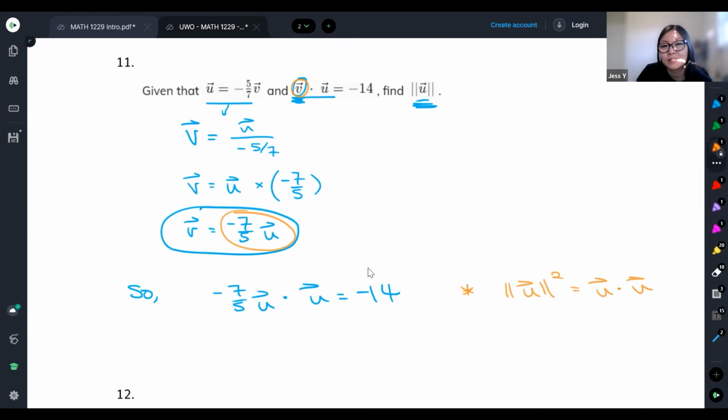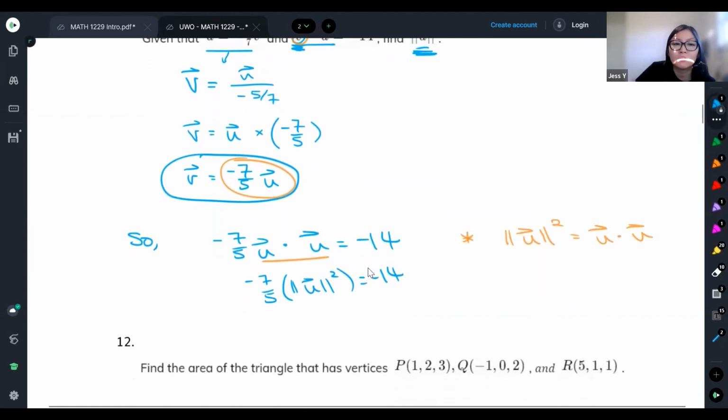Remember that? So we do see a u dot u here. So that means that this is the length of u squared. So that means that negative 7 over 5 times the length of u squared is negative 14. And we want to solve for the length of u. So it's solving an equation now, okay? To solve for this, let's divide by negative 7 over 5. So we see that the length of u squared is, again, dividing by a fraction, we flip and multiply.